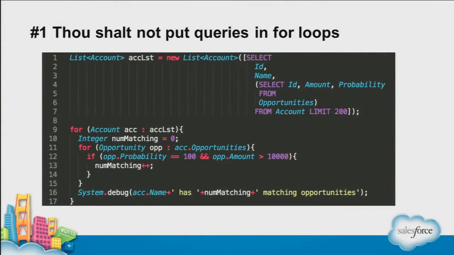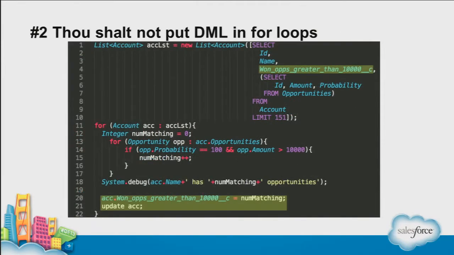So now, for number 2, thou shalt not put DML in for loops. So DML is Salesforce's actions against the database. So you can do an insert, an update, a delete, an upsert, or a merge action against the database. And in the same way as putting queries inside a for loop, there's a certain amount of DML actions you can perform against the database as well.